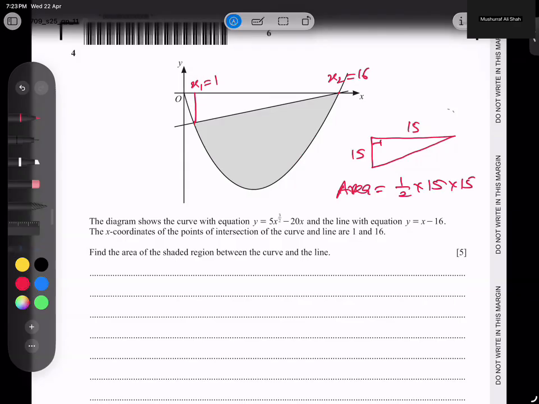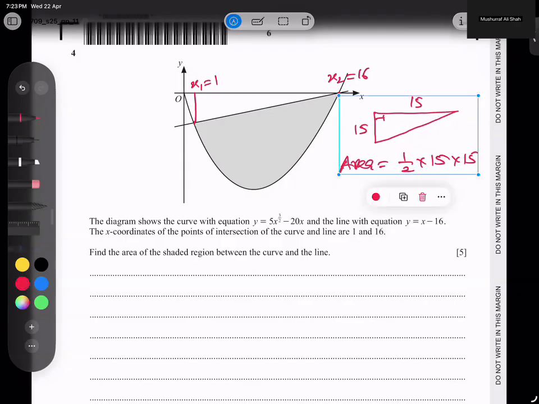So this is done. If you want to do it the other way, that is also allowed, and that is integration. So 225 over 2, and I got this first area 225 over 2 units squared, the area of the triangle. So this is clear. We can write decimal or fraction, both are okay.